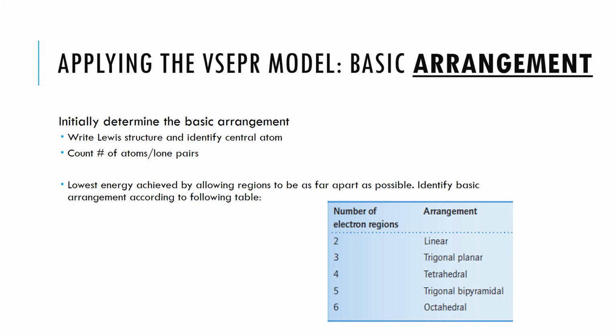And this arrangement is dictated by the distribution of electron pairs. If we've got two regions of enhanced electron density, then the basic arrangement will be linear. If we have three regions of enhanced electron density, the basic arrangement becomes trigonal planar. 4 regions, tetrahedral. 5 regions, trigonal bipyramidal. 6 regions, octahedral.